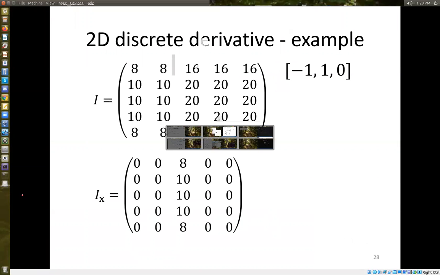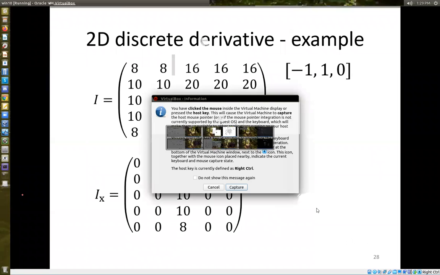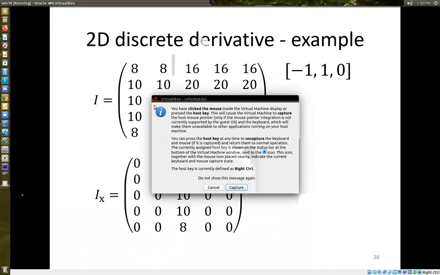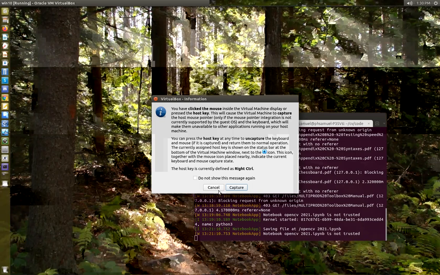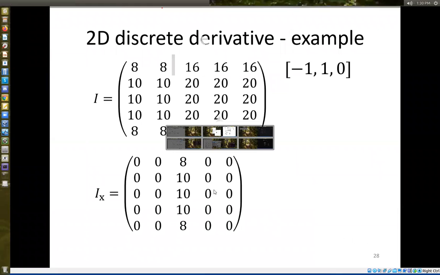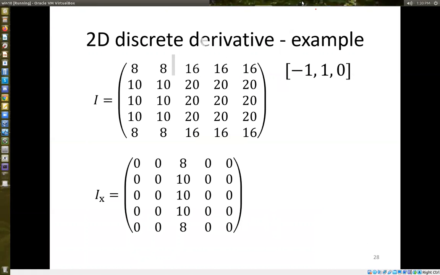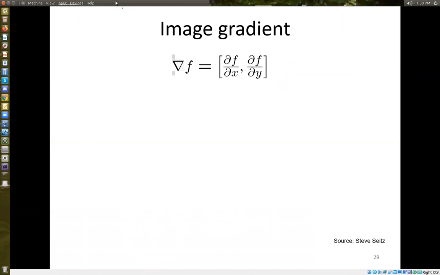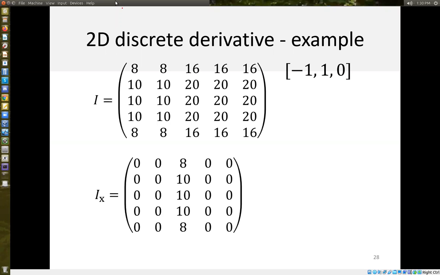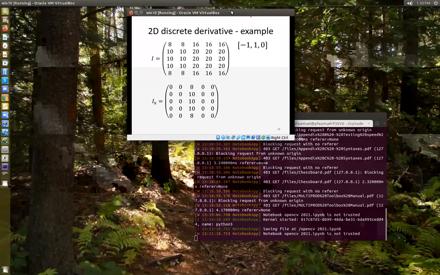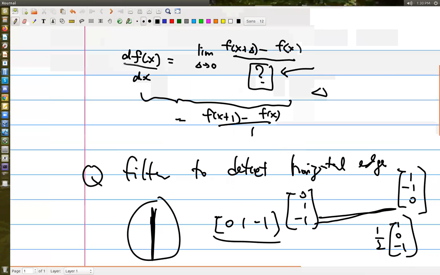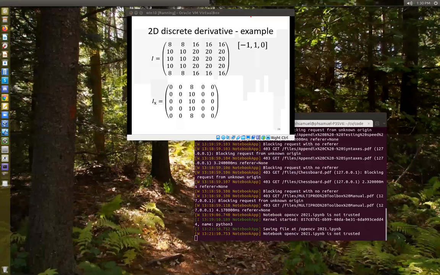Okay, that's very annoying. I'm trying to move this window back down there. Okay, now I managed to do that.